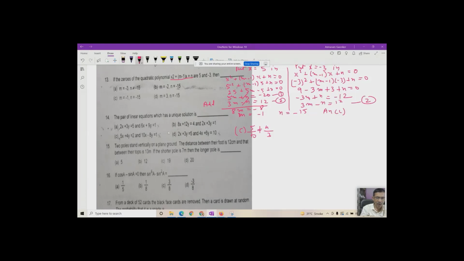Otherwise, for explanation, I will take the first one, that is A, 2 upon 8, then 3 upon 12, and then the last one is 5 upon 1. You see, the first two ratios are equal and the last two ratios are not equal. So the first is of the type of parallel lines, and the required answer is C.